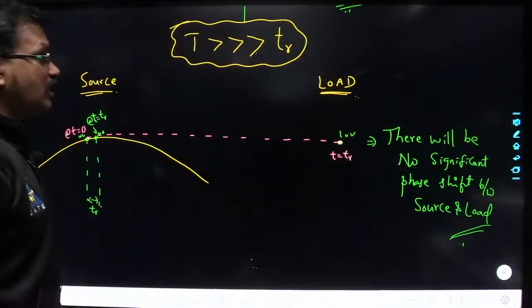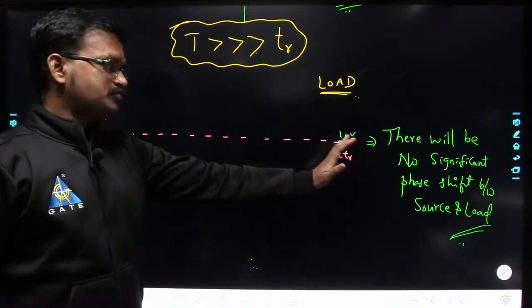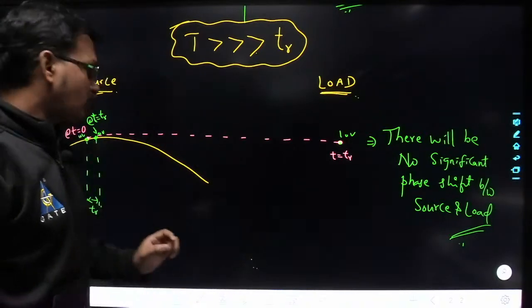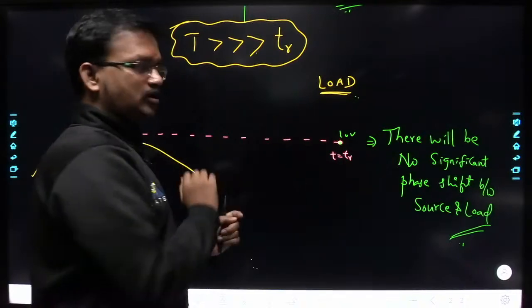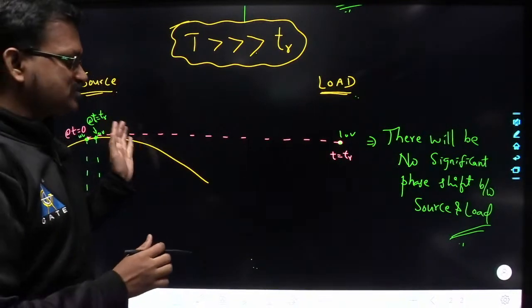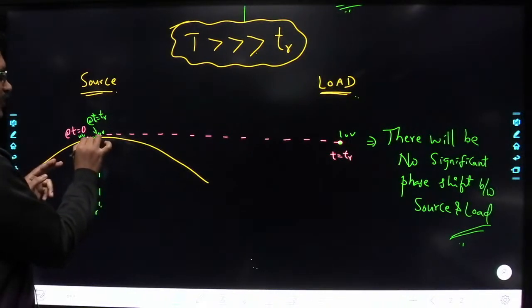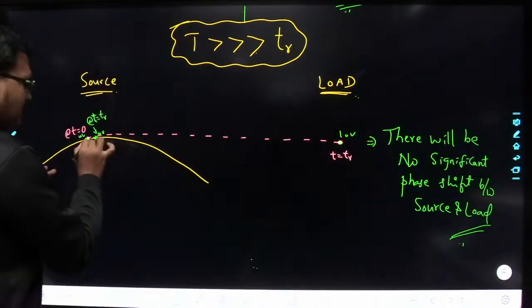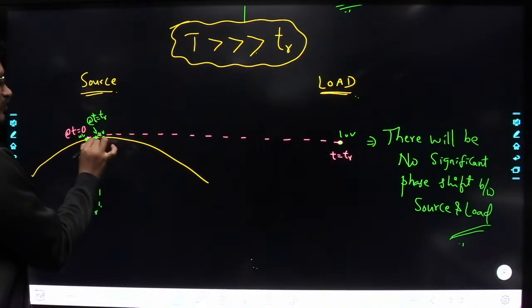Yes or no? Okay, whenever T is far greater than TR, we observe that there will be no significant phase shift between source and load. So whatever the voltage that you are seeing at source, almost the same voltage will be present at load. At the next instant of time, this point will reach the source, and again it is going to vary very slowly within TR seconds. That means it is going to reach some other value here.